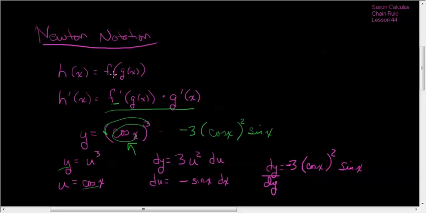h of x is a composite function, f of g of x, so h prime is f prime of that function times the derivative of what's inside. Now Newton's notation can get a little hairy when your function is a function inside a function inside a function inside a function. It just keeps going on and on and on, and that's why they call this the chain rule. You feel like you're stuck on this chain. So sometimes it's easier to use the Leibniz notation. So let's get rid of Newton here and let's look at the Leibniz notation.